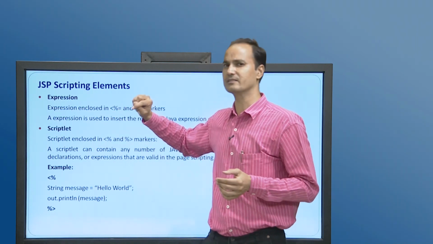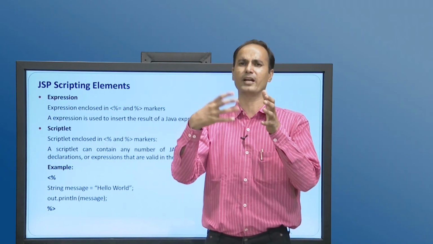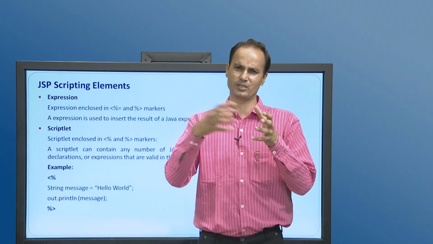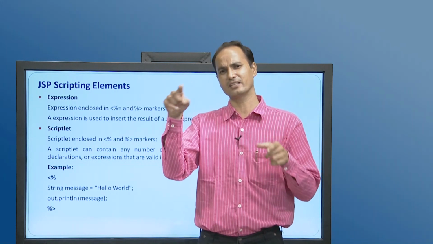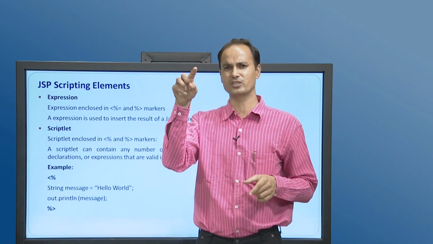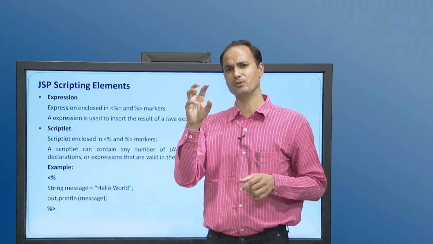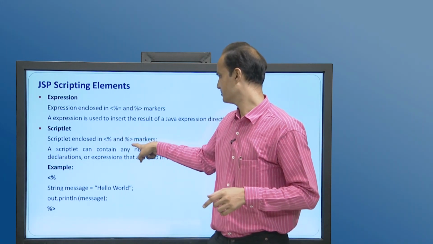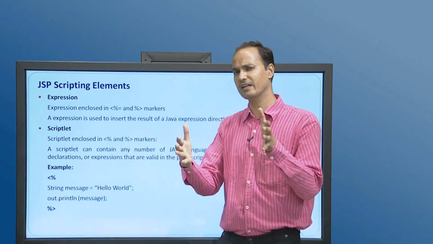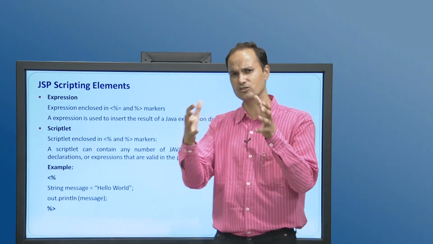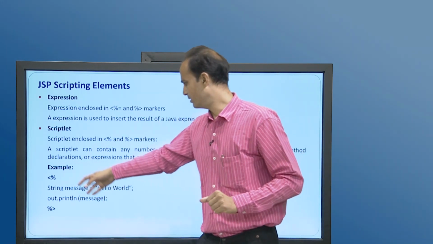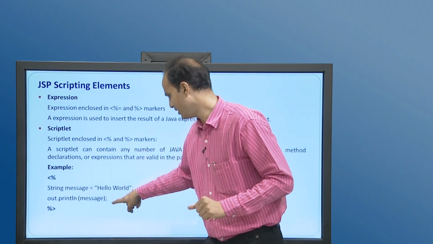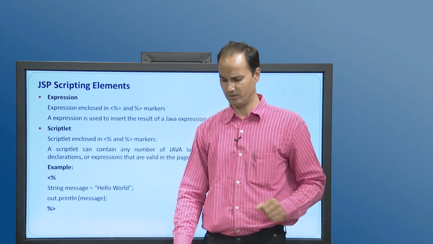Then there is the scriptlet. A scriptlet is the block of code where you will write your logic. If you want to write a for loop or do certain processing, write everything in a scriptlet block. It starts with less than, percentage, then you write your code, and to close it you use percentage and a greater than sign. This indicates a logical block of lines of code. See the example: the scriptlet starts, we have variables, we are printing the value, and then closing the scriptlet block.